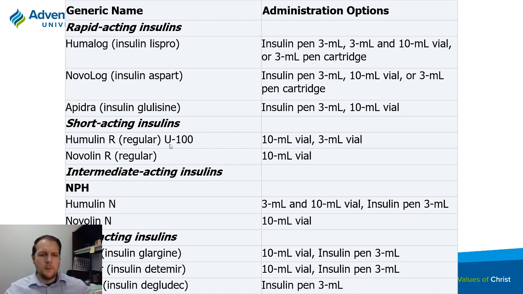The big difference is when we get into more concentrated varieties, and we'll talk about some of the risk there in a moment. Next we have our intermediate acting insulins, and we have our long acting insulins as well. You should be able to delineate the differences in terms of their onset of action, because you need to know how to use these in a particular patient.